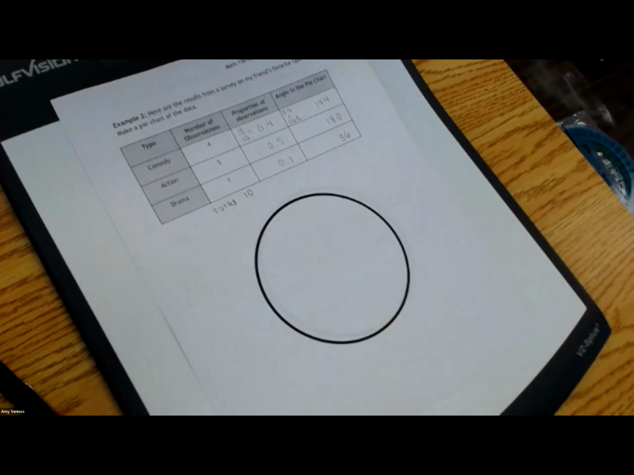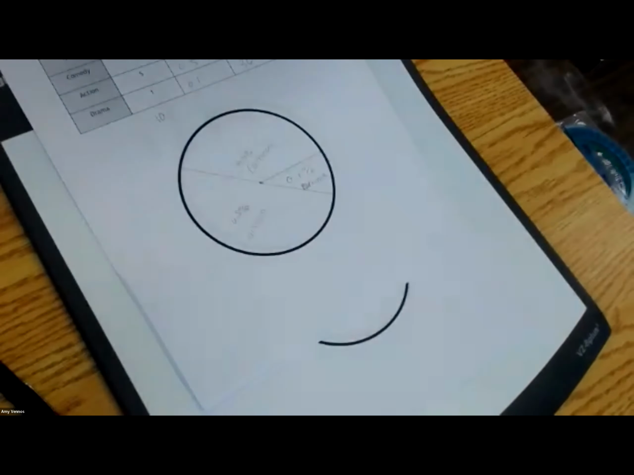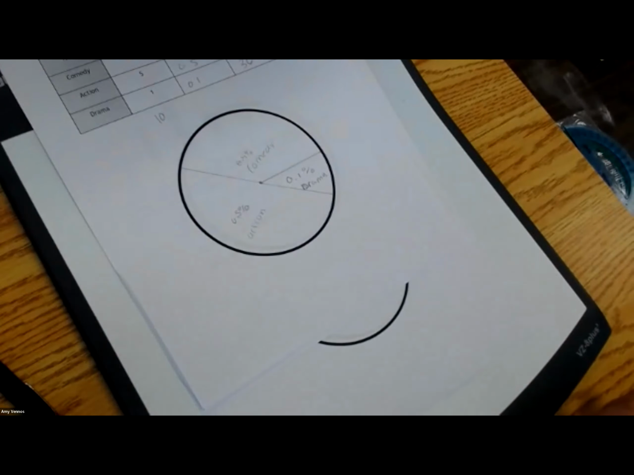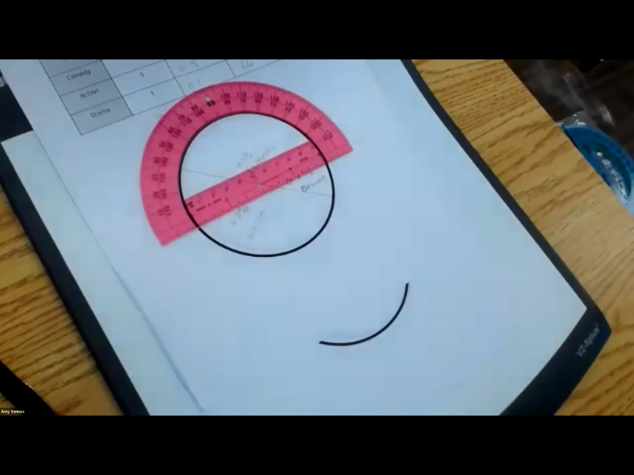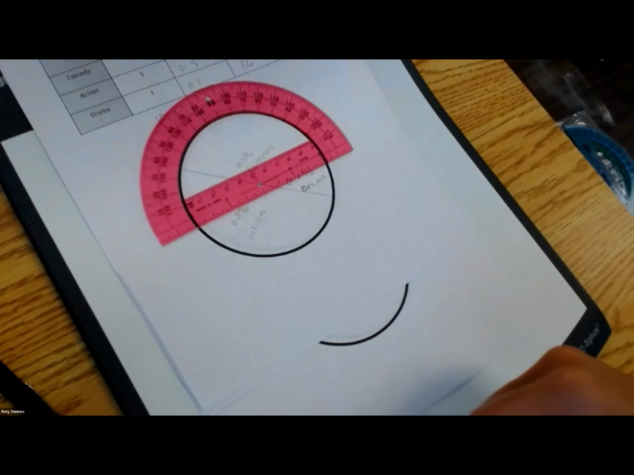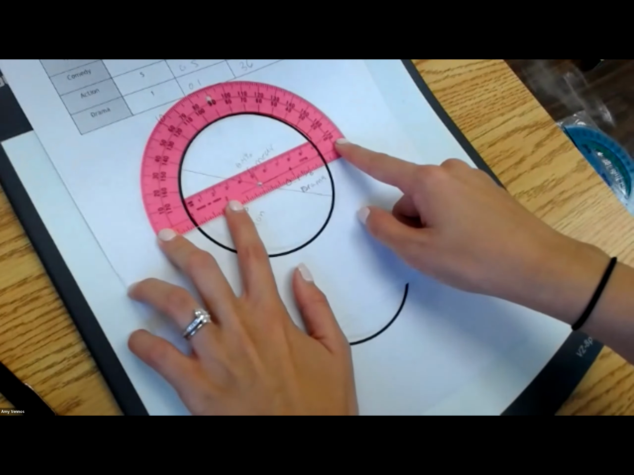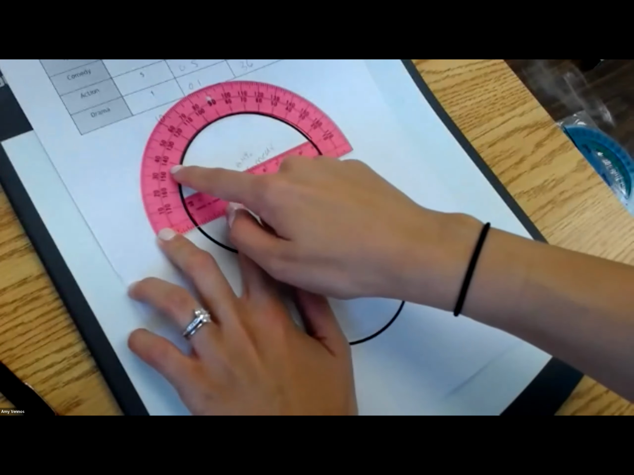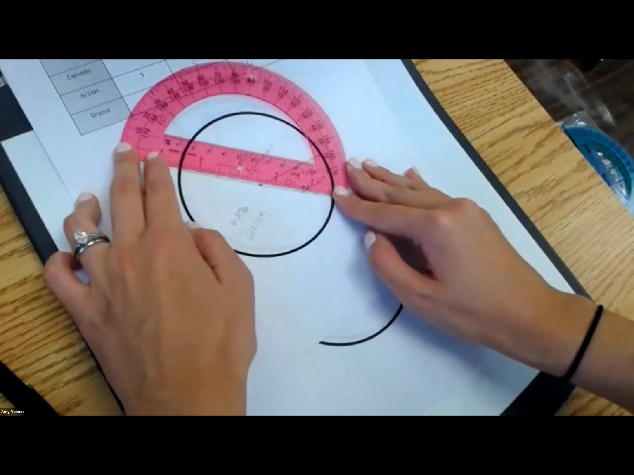Is there anyone who wants to volunteer to show their pie chart? Brittany? All right. Oh, perfect. Do you want to take us through how you got your pie chart? You don't have to go through everything, but. For the comedy, I used the protractor and used the inner number and went to the point where it said about 144. Put a dot on the top of it, or the line towards the center of the top.